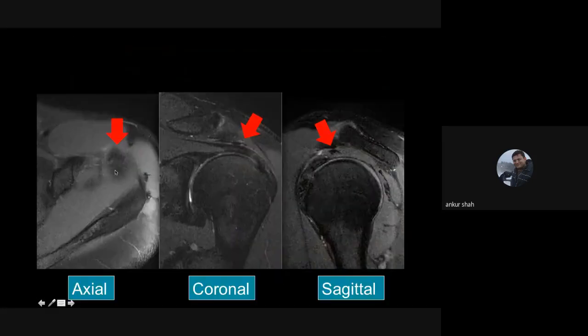How do they look on MRI? This is important for you, because if you know how they look normally, then it will be easier for you to detect the abnormality.